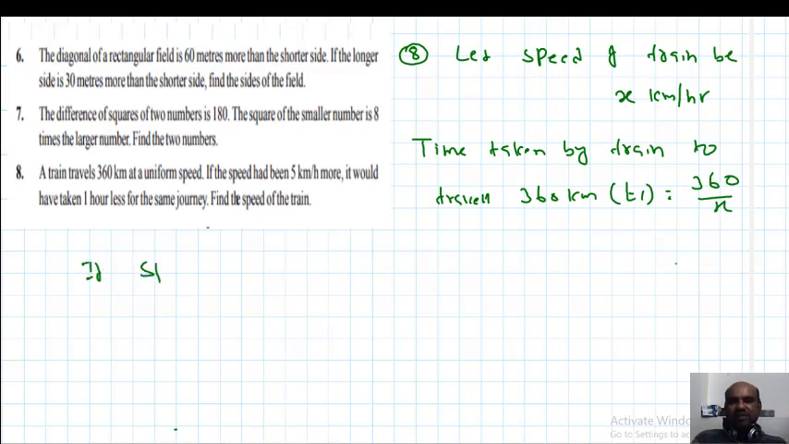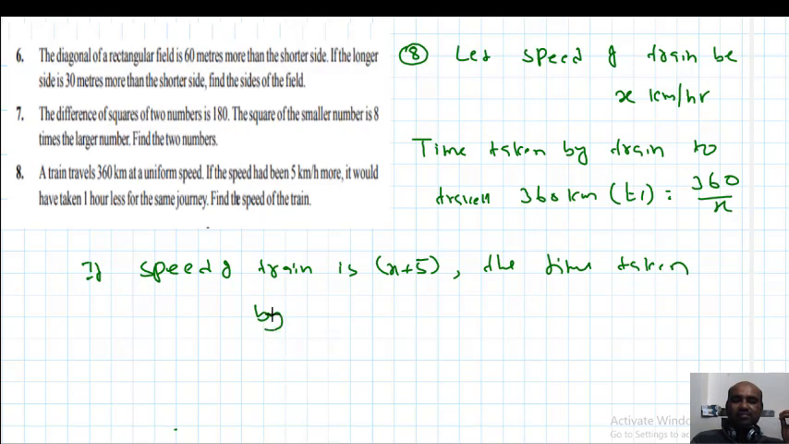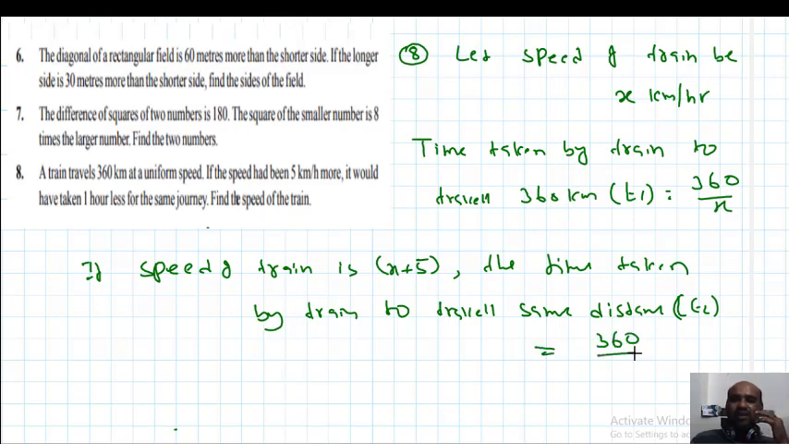If the speed of the train is x + 5, the time taken by the train to travel the same distance, in brackets T2, is equal to 360/(x + 5). Obviously T2 is lesser than T1 only.